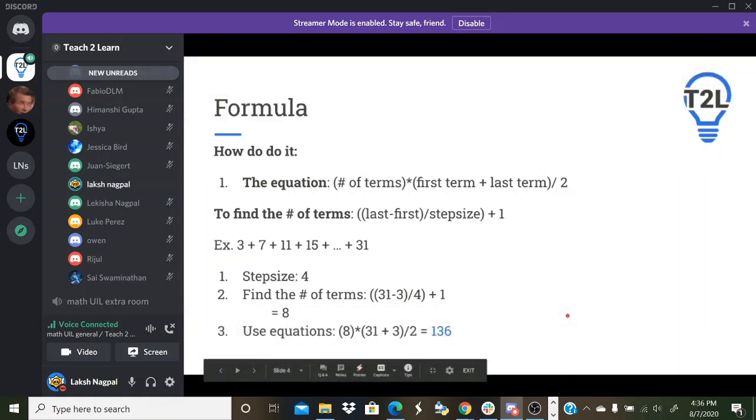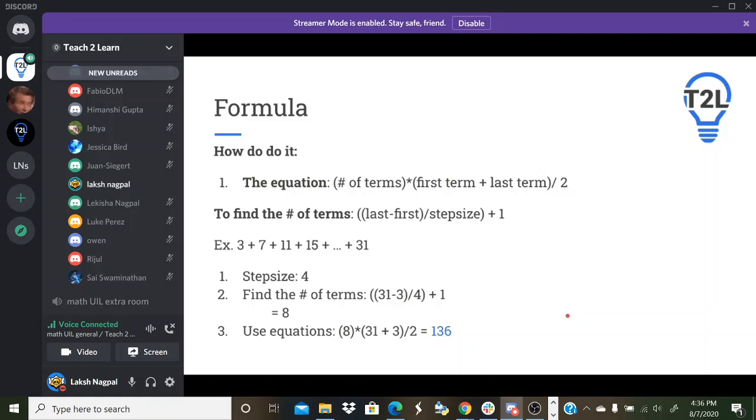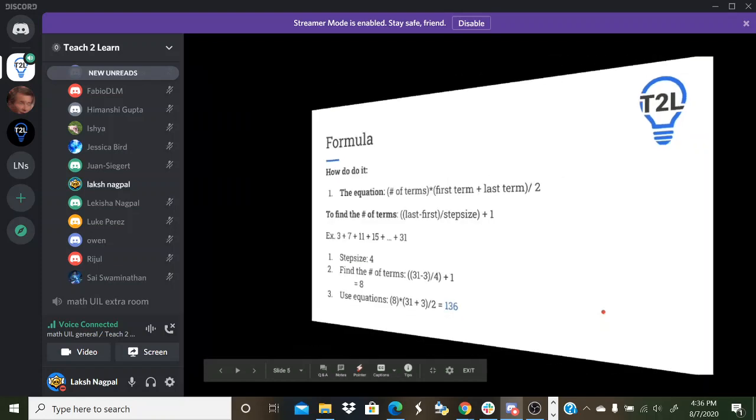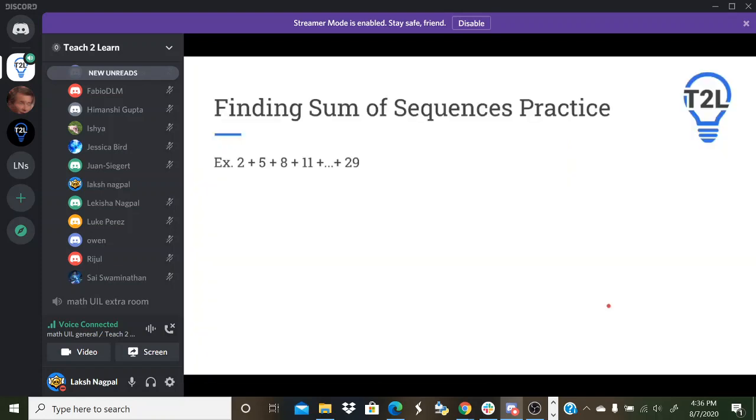Any questions on that? And we'll have examples later. I think we're good to move on. Hopefully you got that all written down. Yeah, just make sure you have the formula.